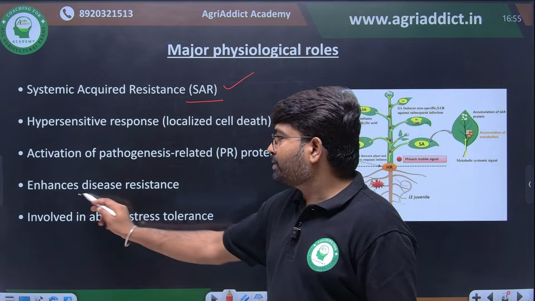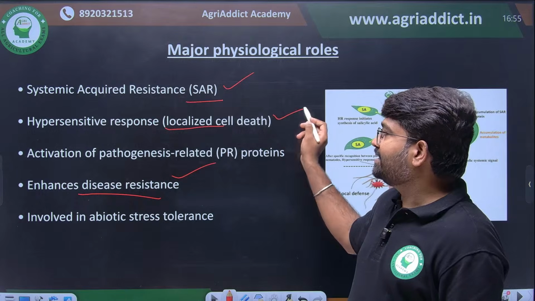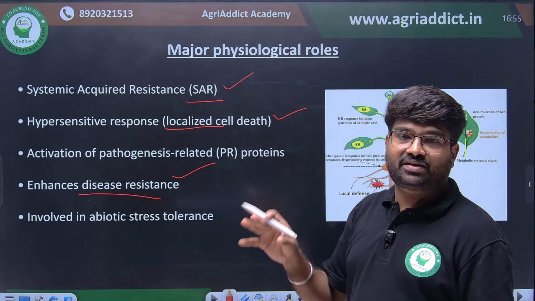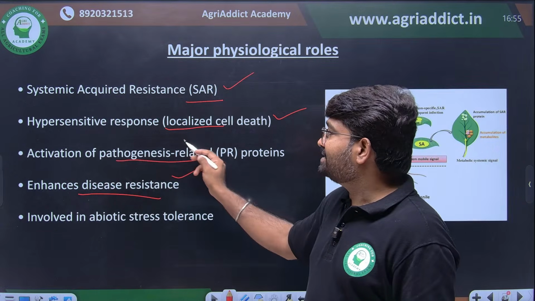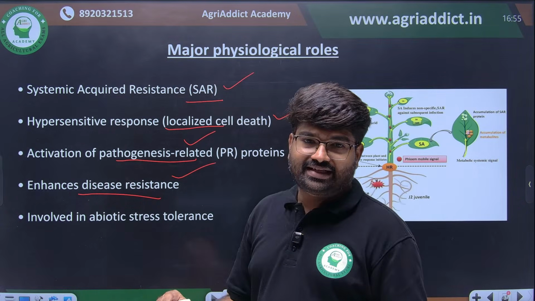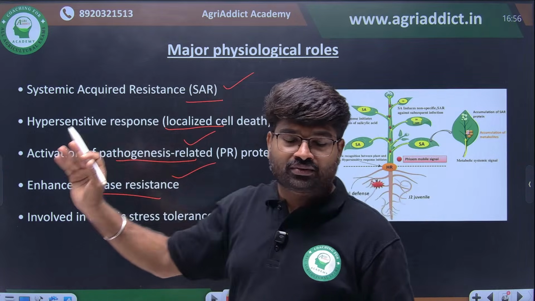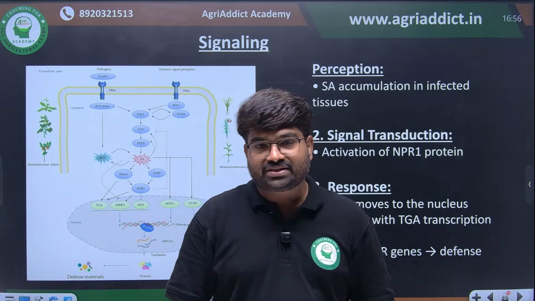Okay, it will enhance disease resistance, and the hypersensitive response will be there. That means programmed cell death will occur at the particular infection site of the virus or pathogen. Then it can also enhance the synthesis of PR proteins, that is, pathogenesis related proteins. This is the second topic we are going to see today. Biotic and abiotic stress we are going to see in the upcoming slides.